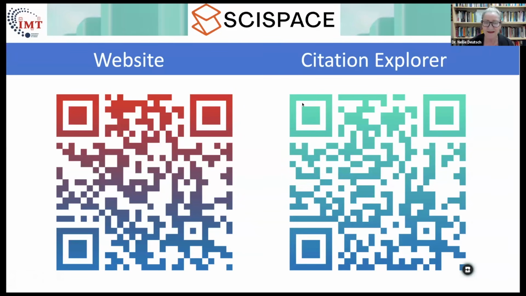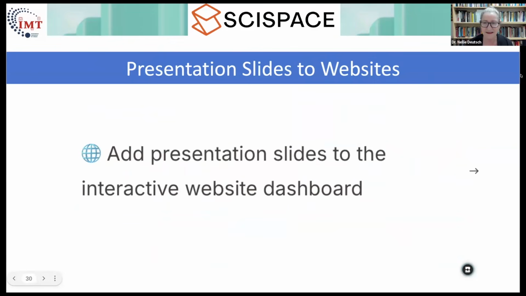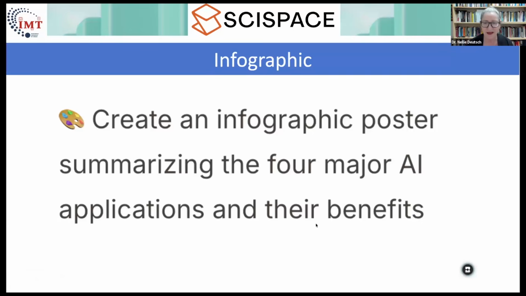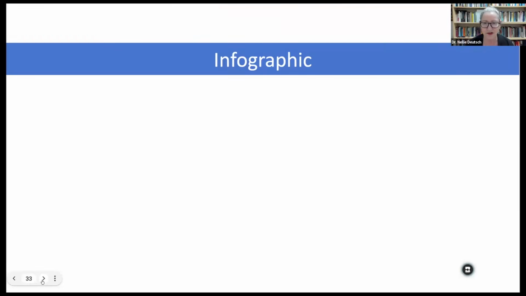Now, this is a QR code to the website that I just shared. And there's also a citation explorer, which is another feature, also a visual site. It's a website. And as I said, the presentation, you can create a PowerPoint presentation. You can also create, this isn't new, an infographic poster, another visual that I appreciate so much.